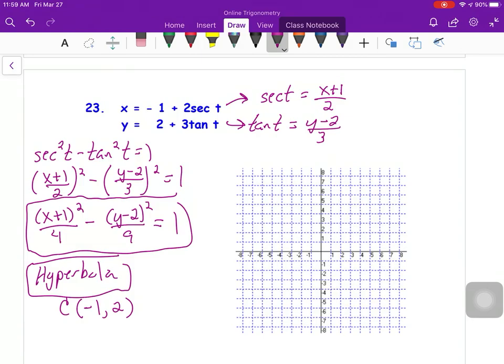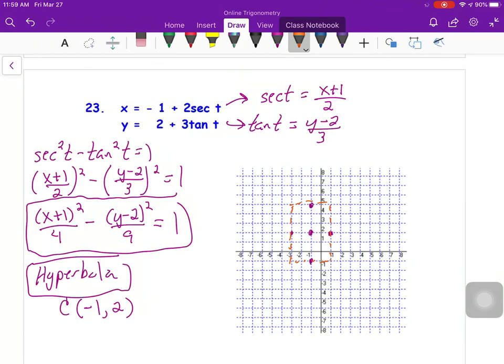Now the center for this hyperbola is at negative 1, 2. So negative 1 and up 2. We move out the square root of 4 in the x direction, so I move right 2 and left 2. We move up and down in the y direction the square root of 9, which is 3. 1, 2, 3. 1, 2, 3. And then we sketch that reference rectangle that I talked about when I taught this section to you. And then we draw in our diagonals.